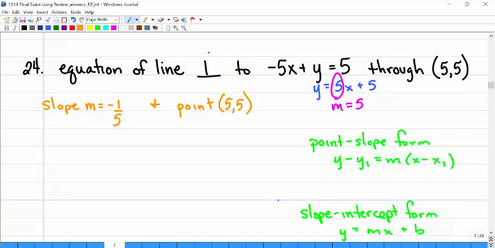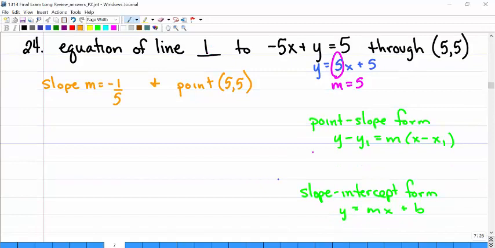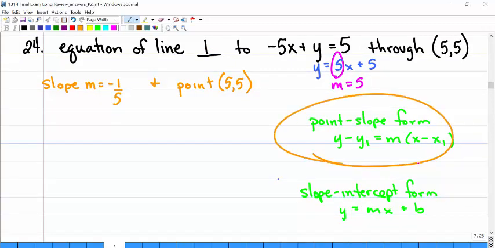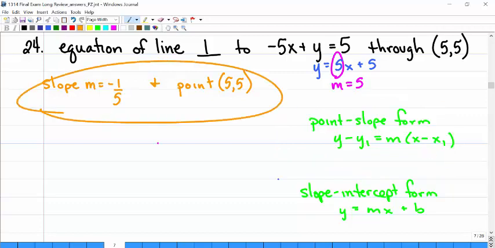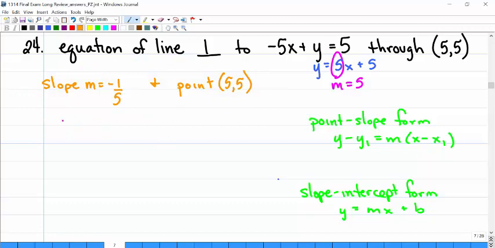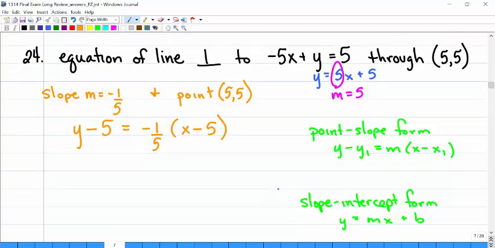Okay, point slope form of a line, I reminded you over here, is y minus y1 equals m times x minus x1. So I'm going to use this information to write the equation of my line. I get y minus 5 is equal to -1/5 times x minus 5. Again, I'm using m, x1, and y1.